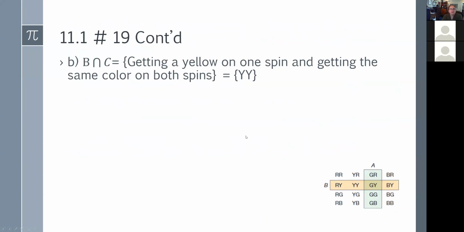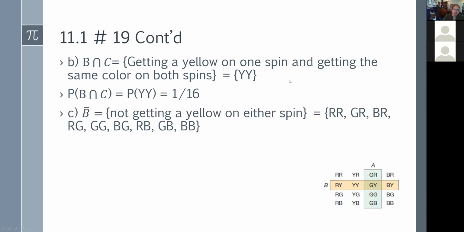Part B, we want to think about the event B intersects C, and this is getting a yellow on one spin and getting the same color on both spins. There's only one way for that to happen, which is that both spins are yellow. And so that probability is 1/16.